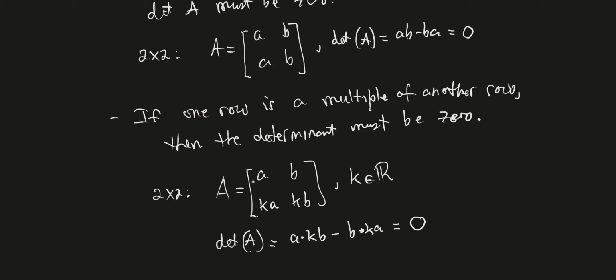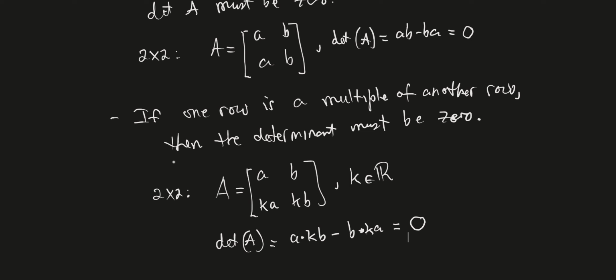Or you might have one row being a constant multiple of another row. In both of those cases, all you have to do is state what you observe and then say, therefore, the determinant has to be 0. So you don't have to do any expansion. You don't have to do any row operations. You're just using these facts to conclude what must be true, right? Okay, so those are some easy properties to look for.